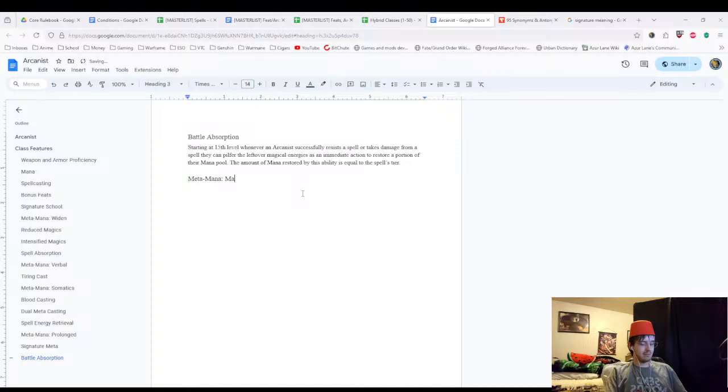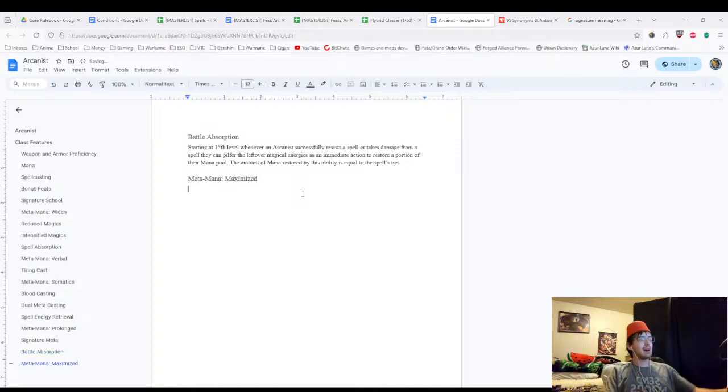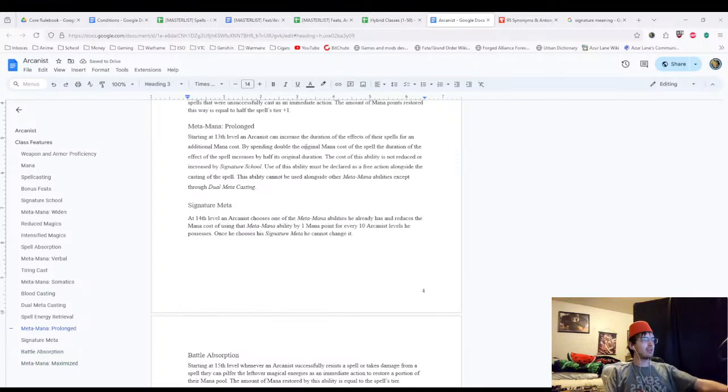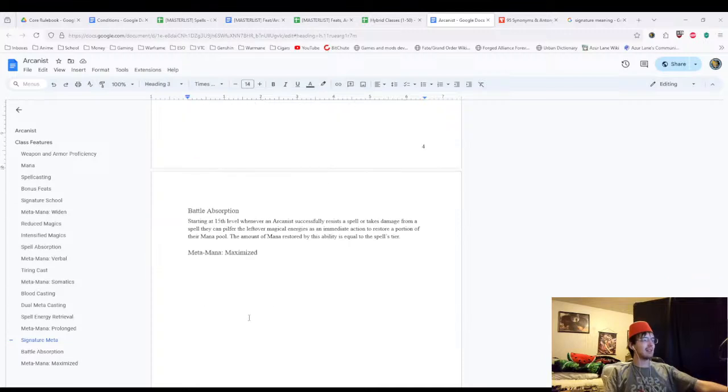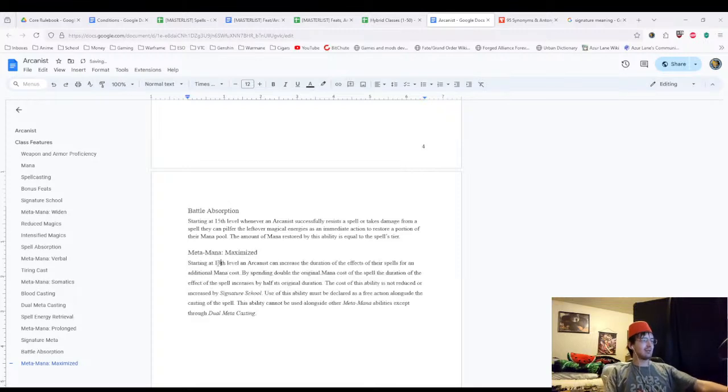Meta mana maximized. So prolonged is going to have to be right here. Let's see, signature meta already has. Right, so since we're doing maximized and swift after signature, then it's fine.